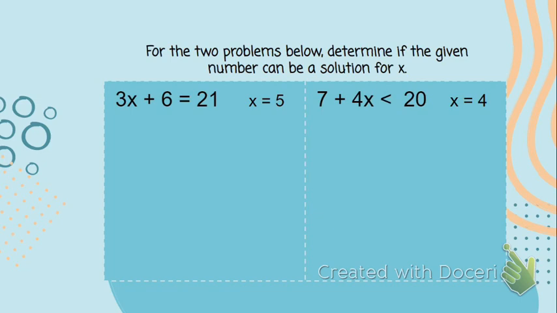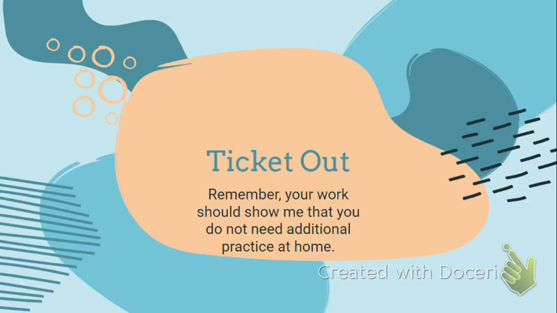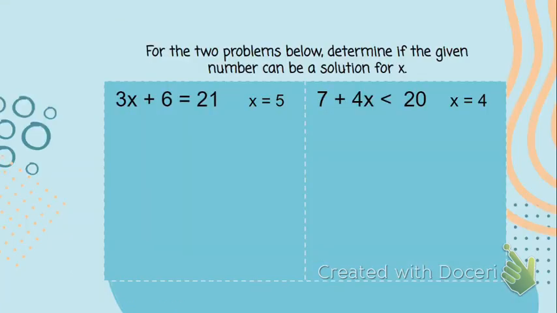All right, and the last thing here, okay, this is your exit ticket. I want you to determine if this can be a solution, okay? You're going to take your 5. Substitute it in there for x and see, is 5 that answer? Take your 4. Tell me, is 4 a possible solution for this, okay? All right, and then you're done. So make sure you put that in your notes and submit it wherever you're supposed to, okay?